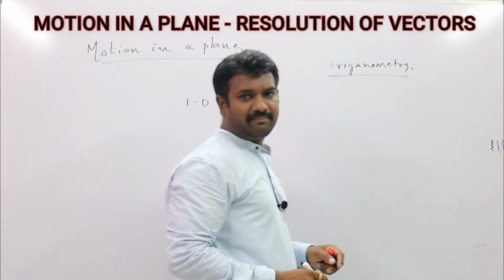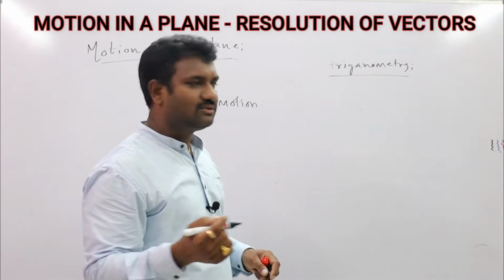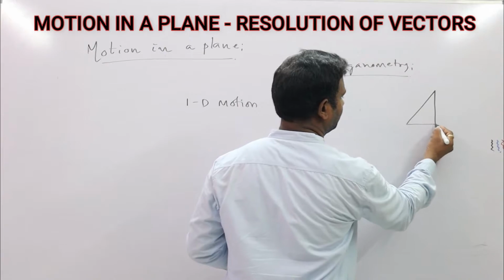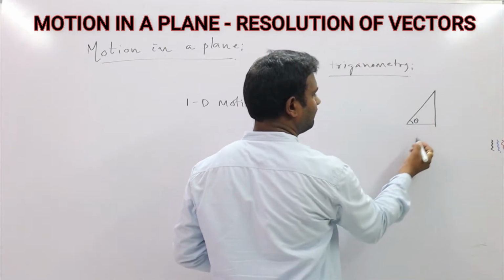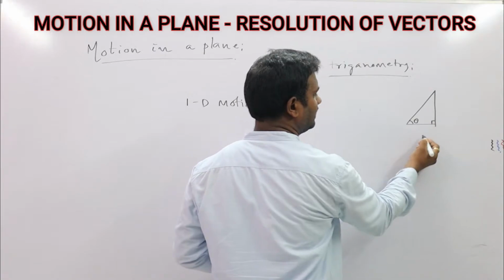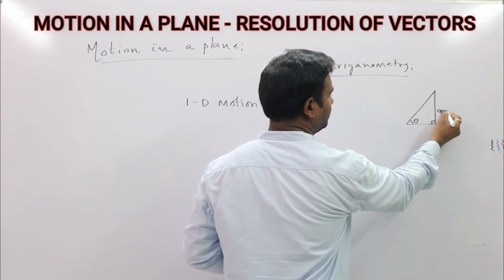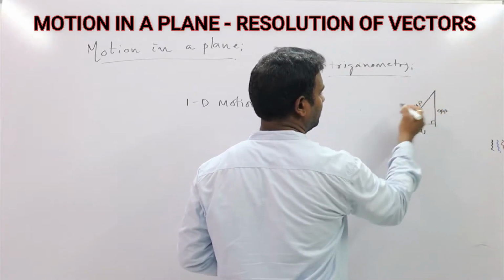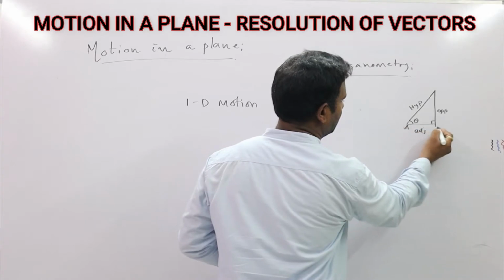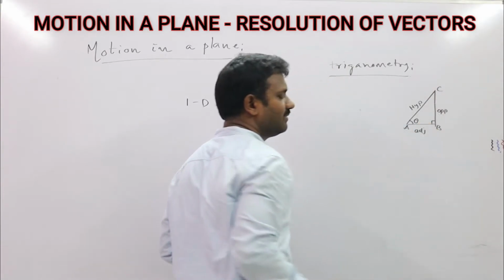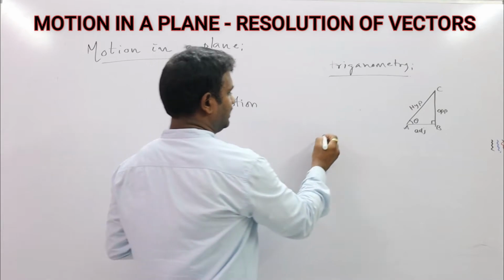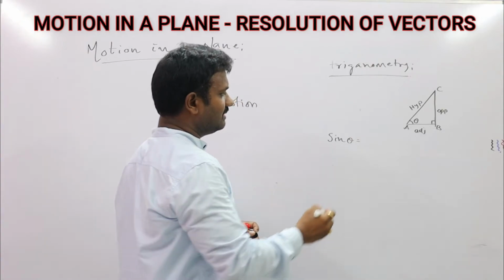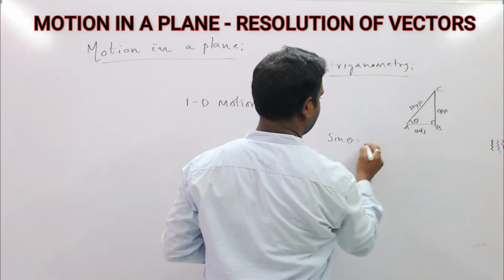In trigonometry, we have two formulae, and I am just revising those two. If this is a right angle triangle which makes an angle theta, this is 90 degrees. This is the opposite side to the angle, this is the adjacent side, and this is called the hypotenuse. Maybe this is A, B, C. Then sine theta is equal to opposite side by hypotenuse, that is BC by AC.